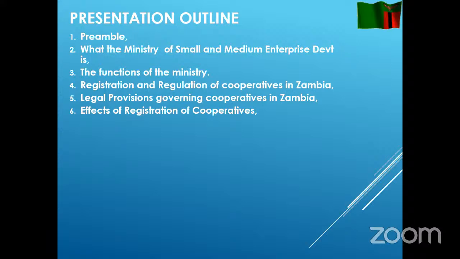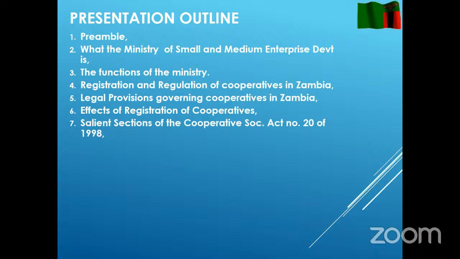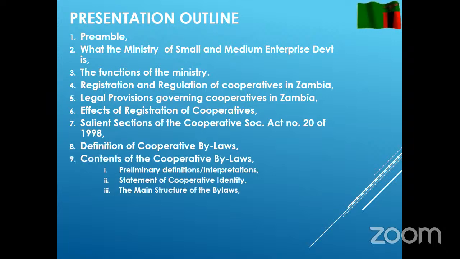Number 20 of 1998. Then I'll scale down to the issue of bylaws. We'll make a definition of what cooperative bylaws are. And then I'll go now to the main issue of the contents of the cooperative bylaws. So I'll talk about not all the sections or the clauses in the bylaw.